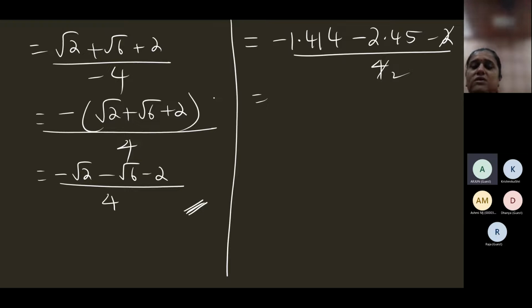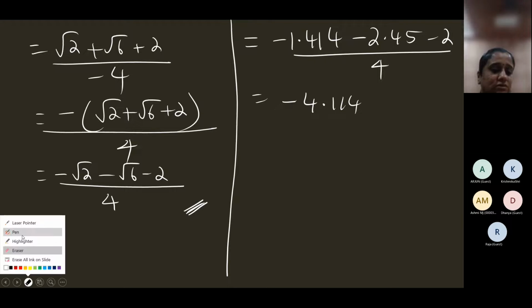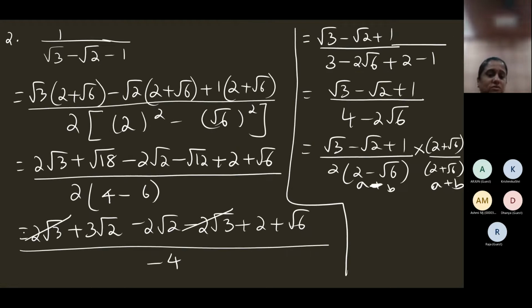Ma'am, I got minus 4.114. How much? Minus 4.114, is it? Yes, ma'am. Very good. Okay. Your friends will confirm if that is right. All right. Next one, children.